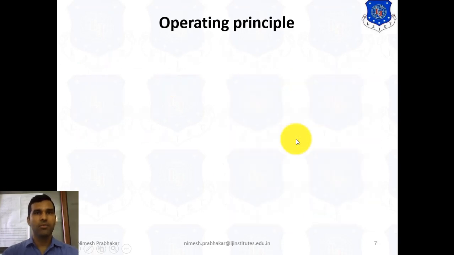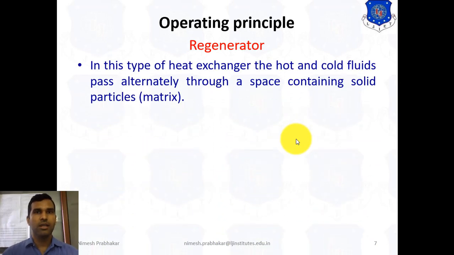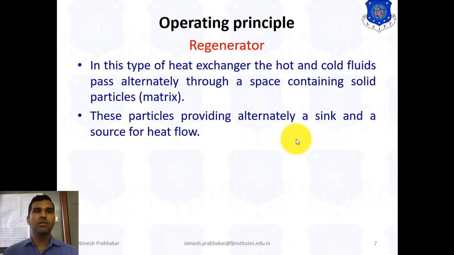Now the second type is the regenerator. In this type of heat exchanger, the hot and cold fluid pass alternately through a space containing solid particles. In other words, it is also known as a matrix. What is a matrix? We understand by figure. So these particles alternately provide a sink and a source for heat flow.